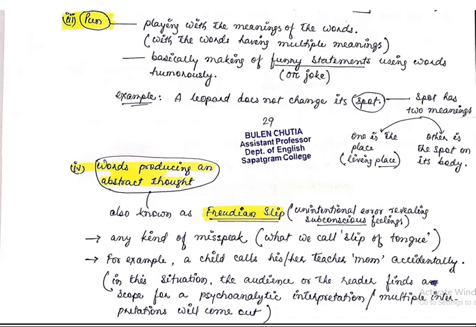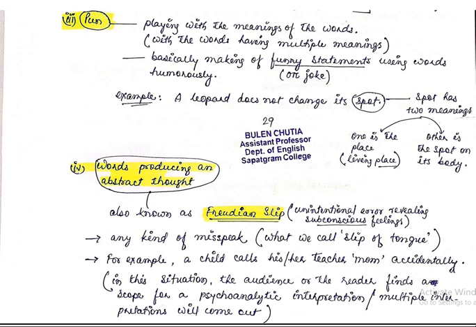Number three, pun. What is pun? Pun is playing with the meanings of the words, with words having multiple meanings. Okay, basically the poets play with the words, making fun or making a joke out of the statements, using the words humorously. For example, a leopard does not change its spots.